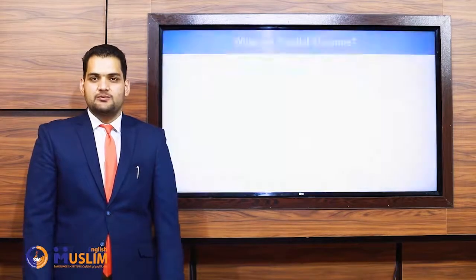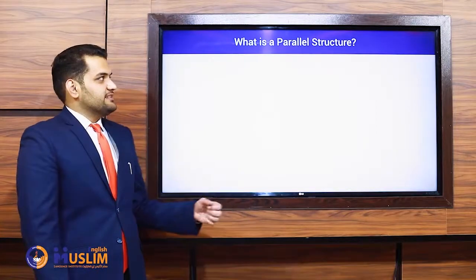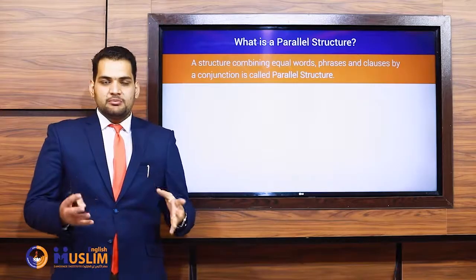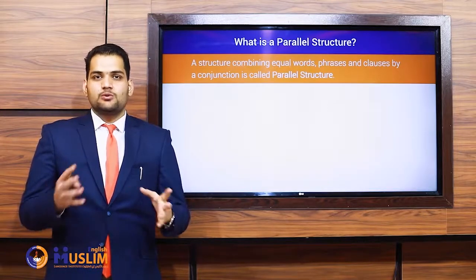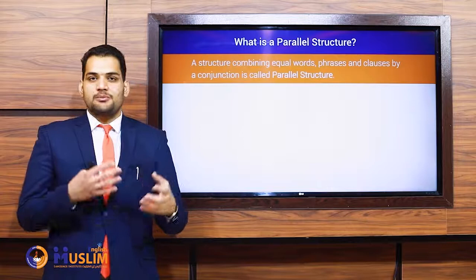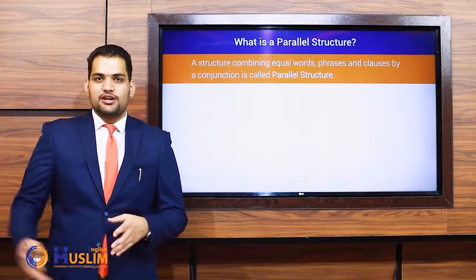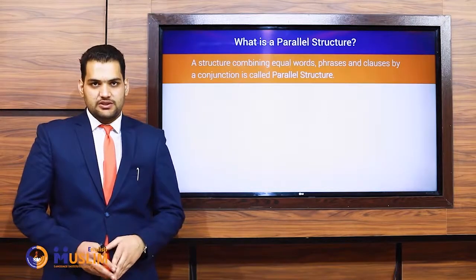In this lesson today, we're going to talk about a parallel structure. So, what is a parallel structure? A structure combining equal words, phrases, and clauses by a conjunction is called parallel structure. In simple words, whenever we use a conjunction between two or more equal, when I say equal, it means grammatically equal, words, phrases, sentences, or clauses, that sort of structure is known as a parallel structure.